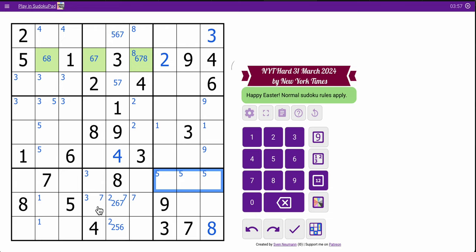Yeah. Look at the bottom 3 rows. 5 in row 8 rules it out of these 2. So 5 must be one of these, and that means 5 is there, 5 is there, 5 has to be one of those 2.